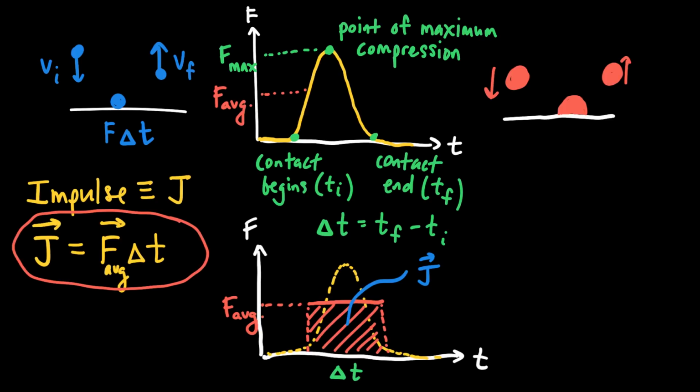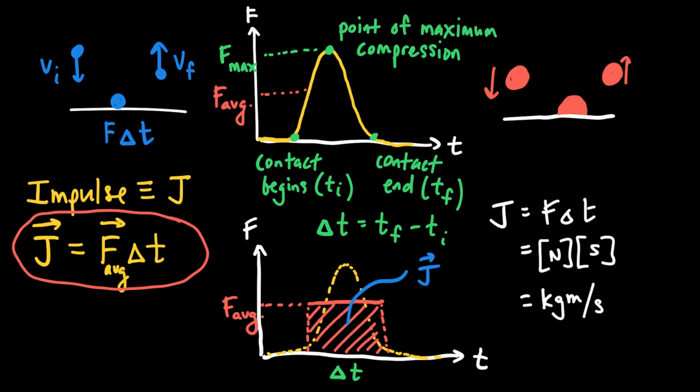Looking at the equation for impulse, we should see that if impulse is F times delta t, then we could represent the units for impulse with newtons times seconds, because forces are measured in newtons and time is measured in seconds. But for reasons that we will see shortly, the units for impulse that we will use are actually kilograms times meters per second. So kilogram meters per second is the unit that we will use for impulse.